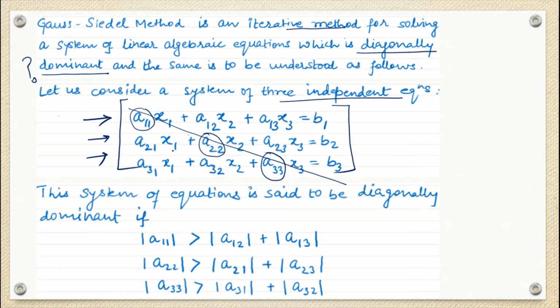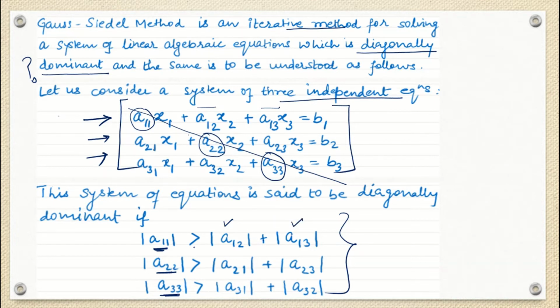Now, for each and every row, I have to check a condition. What is this condition? The element which is present on the diagonal, for the first row A11, second A22 and third A33, should satisfy the following: the absolute value of A11 should be greater than the absolute values of all other elements present in that particular row. That means the absolute value of A11 should be greater than the absolute value of A12 plus the absolute value of A13.